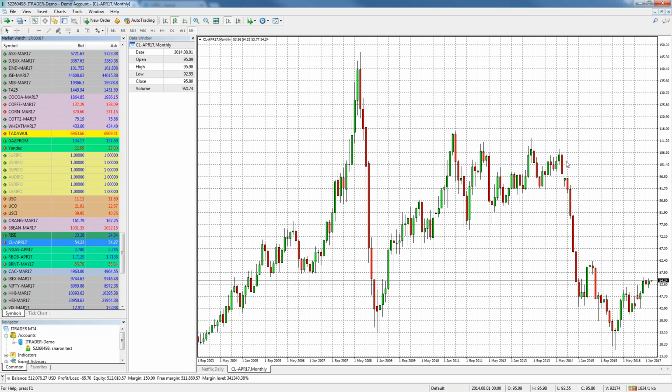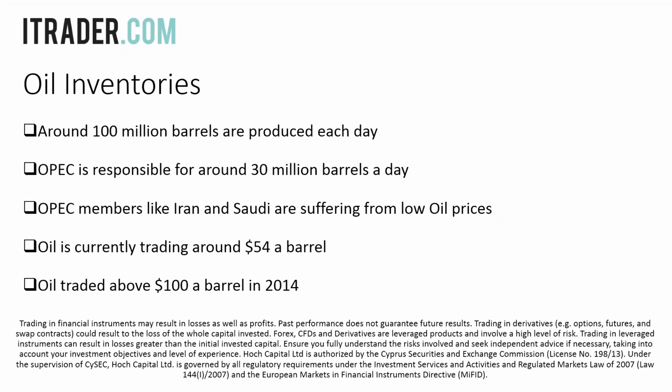And these low prices of oil are the reason why we pay a lot of attention to the oil inventory event that is taking place every Wednesday at the same time, usually. So this is just for you to understand the reason. As we say, oil is currently traded around $54 a barrel. Oil traded above $100 a barrel in 2014, as I just showed you.